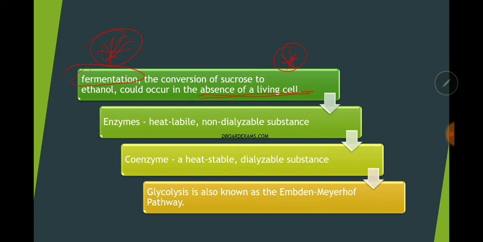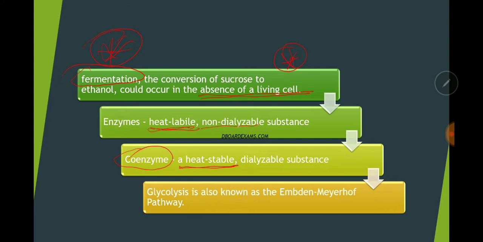An enzyme is a heat labile, non-dialyzable substance, meaning it's not broken down. A coenzyme, which is most of the time like vitamins or some of the minerals, is a heat stable, dialyzable substance. Now, when you say heat labile, meaning when you add heat to the substance, it's going to change conformation, to change shape.